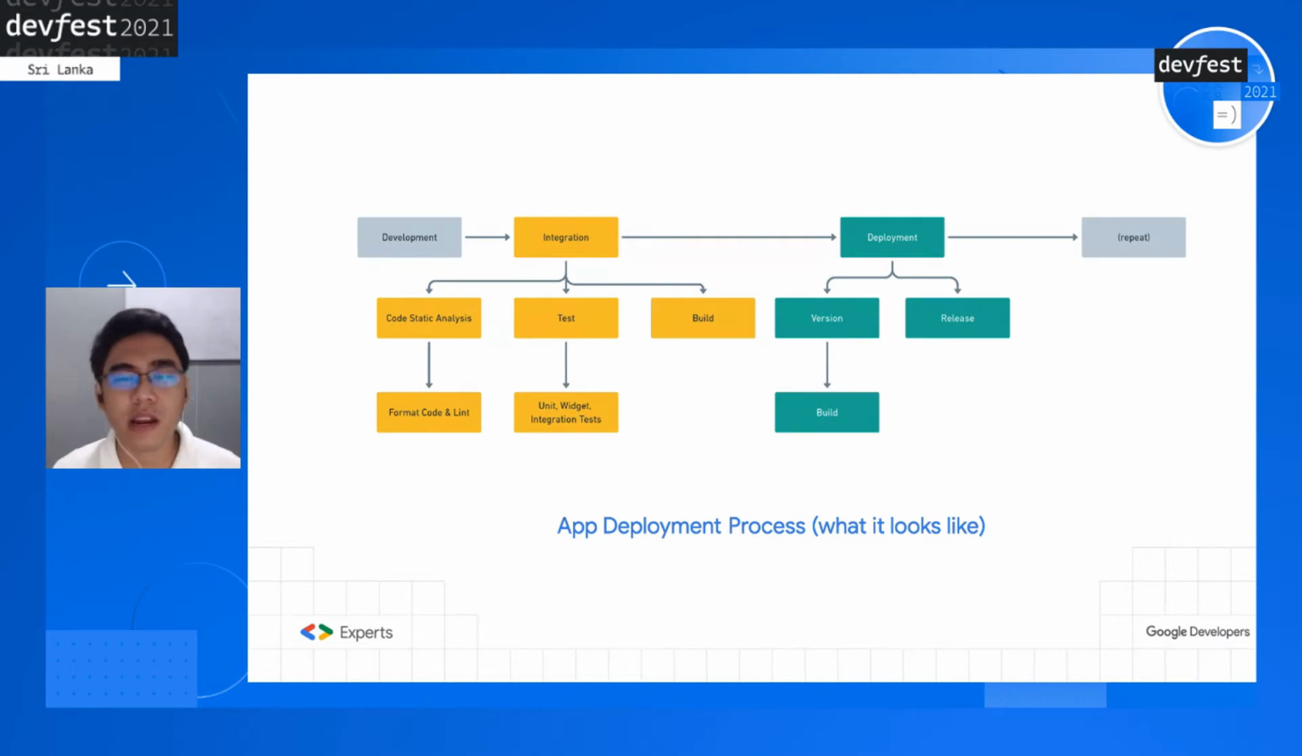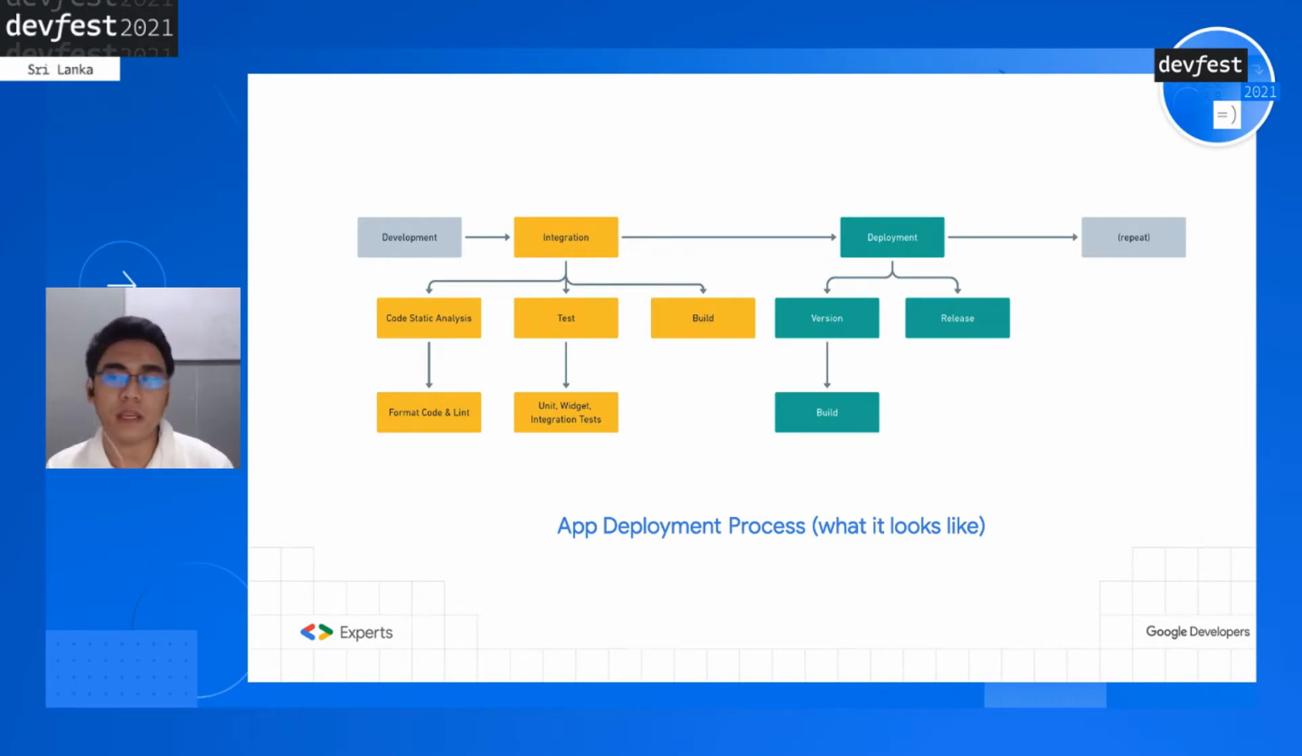For integration, there are a lot of things that can be added here from what I've shown you. There's more to it, from code static analysis to testing to building. There could be more, like screenshots and golden snapshot testing for Flutter. And for deployment, there's more to it as well. It's more than getting the version and creating the build. Maybe you want an automatic changelog, and the list goes on. But this is what a typical app deployment process looks like.